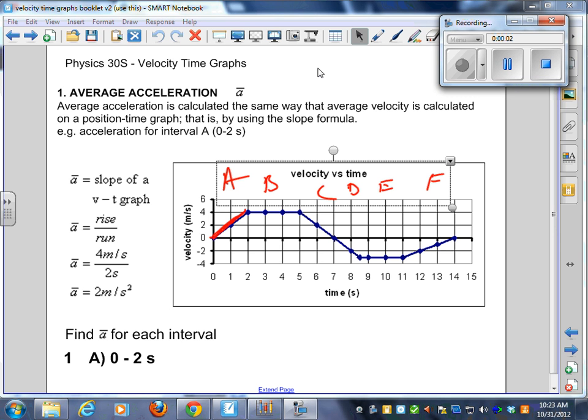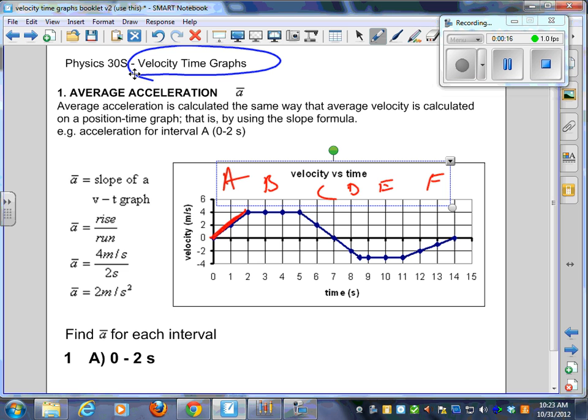Okay, let's begin. So we've been spending a lot of time talking about position time graphs. We've been finding the slope. We've been talking about average velocity, all that stuff. We're going to move forward now, and now we're going to talk about velocity time graphs. We have been doing some graphing of velocity time graphs, but we haven't spent a lot of time interpreting them. So that's sort of the next step.